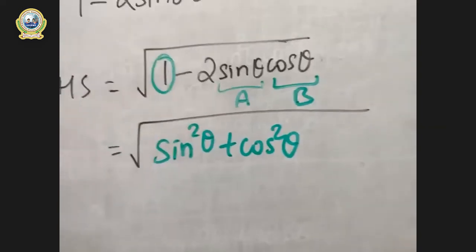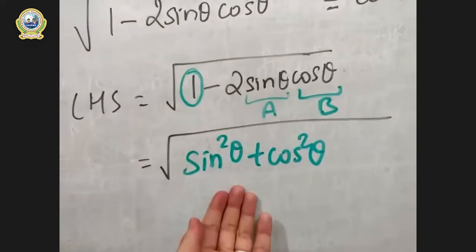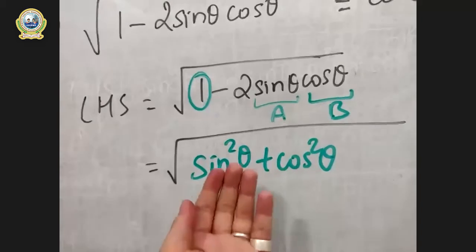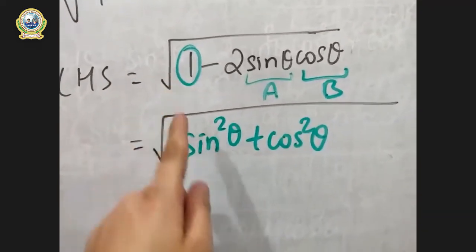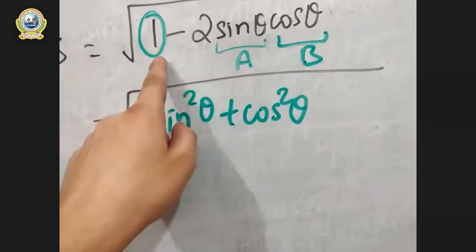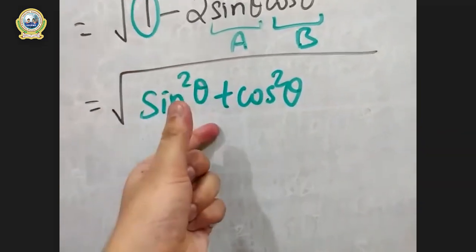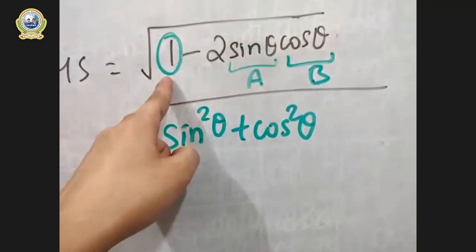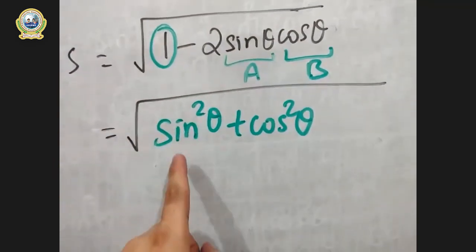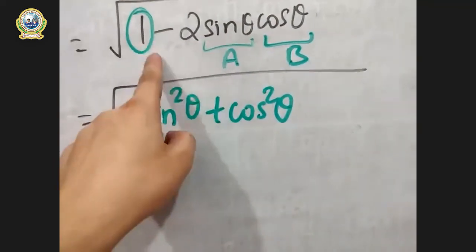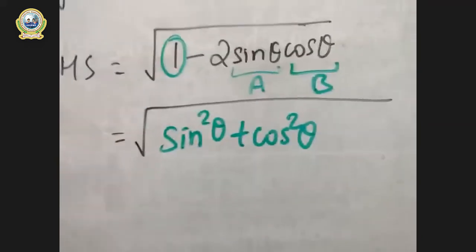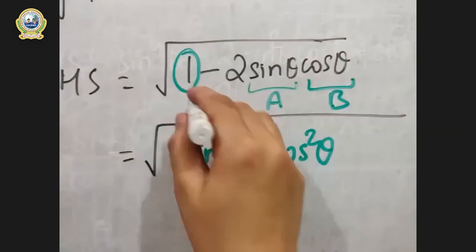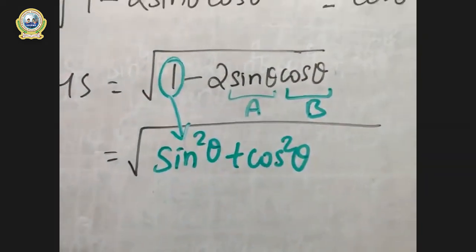Now you might wonder, where has it come from? I have written this instead of 1 because we know that sine square theta plus cos square theta is equal to 1. So you can write this instead of 1. Is it clear? Because we know sine square theta plus cos square theta is equal to 1. So we have replaced 1 by this expression. This green expression has been written as a replacement of 1.